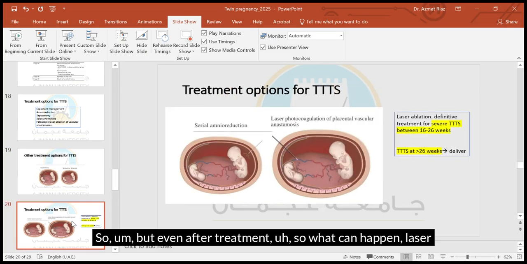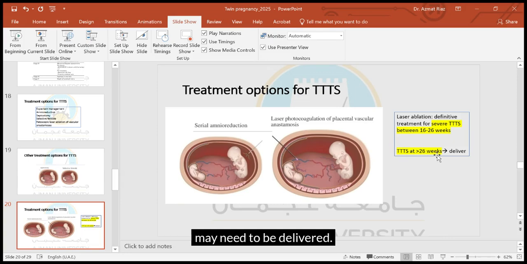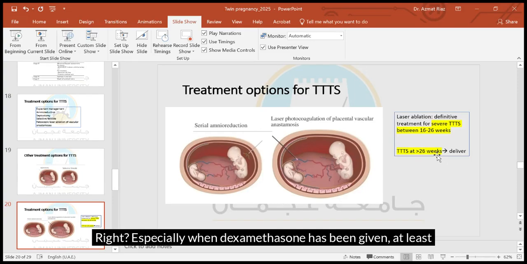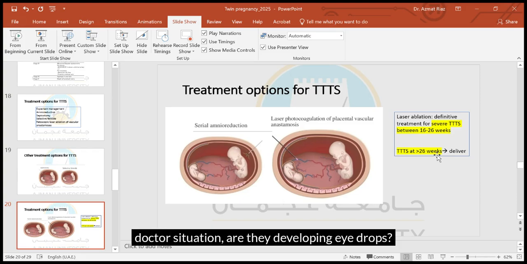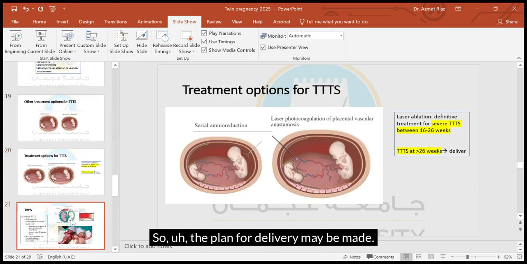But even after treatment, what can happen? Laser ablation is actually the definitive treatment for severe twin to twin transfusion syndrome, between 16 and 26 weeks. After 26 weeks, these babies may need to be delivered, right? Especially when dexamethasone has been given, at least their lungs have been matured. So depending on the Doppler situation, whether they are developing hydrops, the plan for delivery may be made.